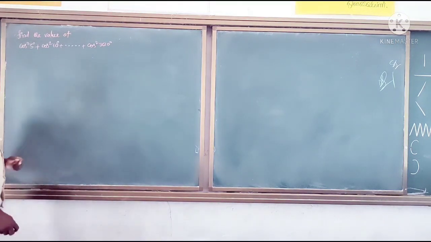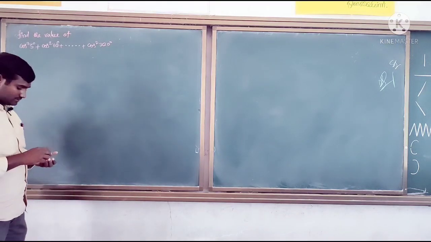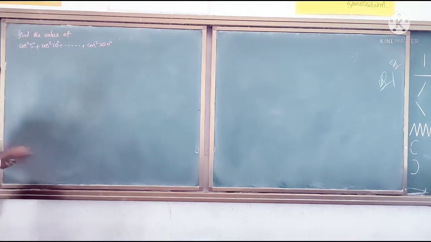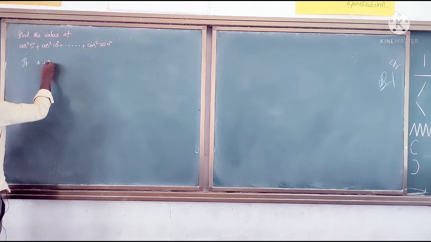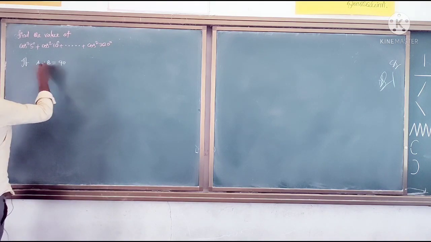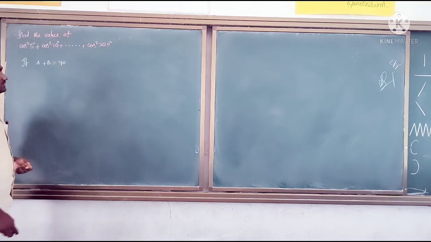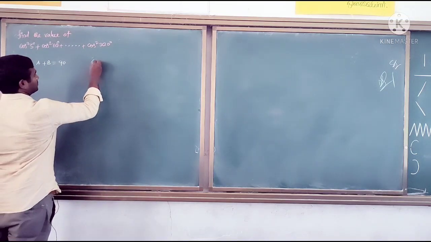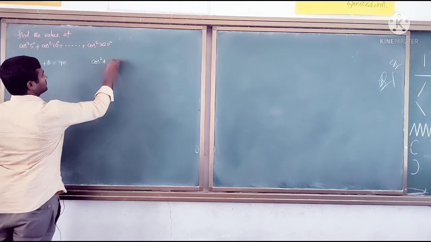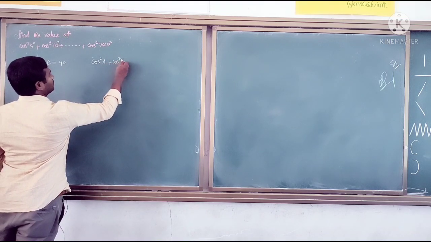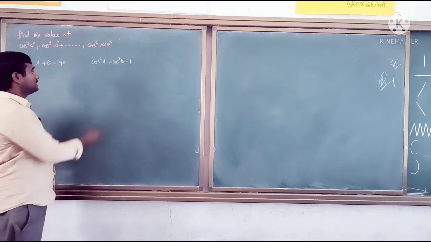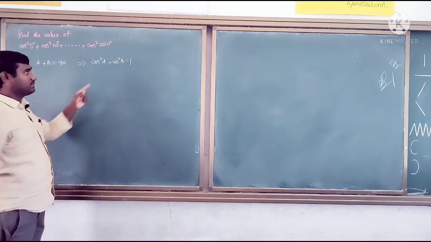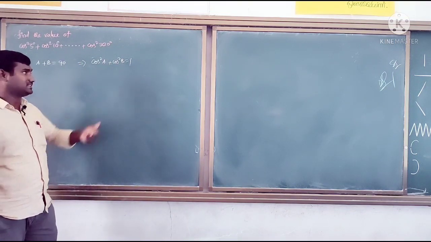You can consider that if A plus B equals 90 degrees, where angle A and angle B add up to 90 degrees, then we can write cos square A plus cos square B equal to 1. Let us see how it is.